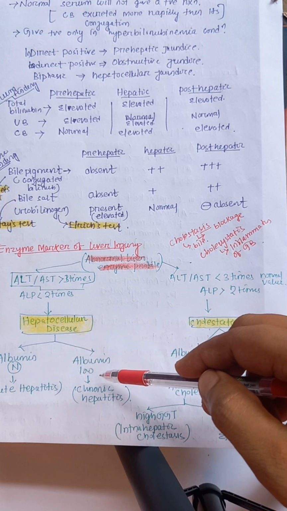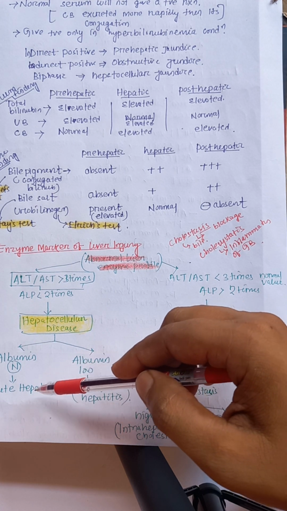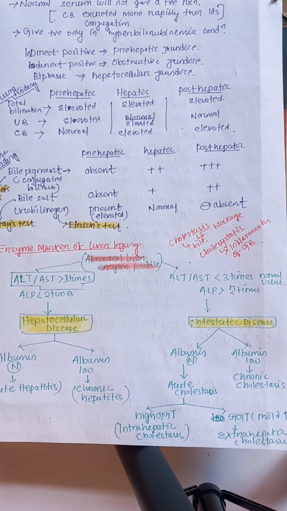One is albumin normal and one is albumin low. Albumin we will see because albumin is the synthetic function of the liver. If albumin is normal, that means there is no such problem in the liver function. That means synthetic function is intact, that means liver cells are intact, so it causes acute hepatitis as ALT and AST are elevated.